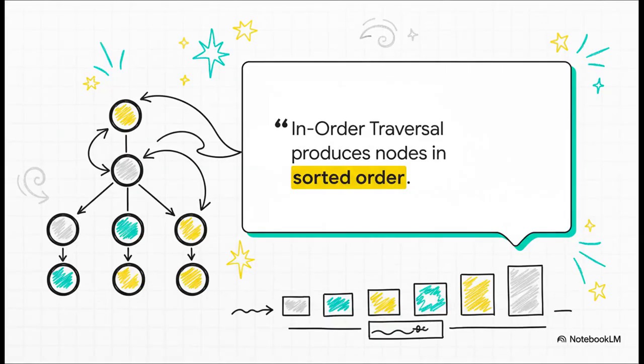Oh, and get this for a cool bonus feature. Because of that strict, less on the left, more on the right rule, you can walk through the tree in a special way. It's called an in-order traversal, and it'll just hand you all the data back, perfectly sorted. It's like getting a free sorting machine built right in.